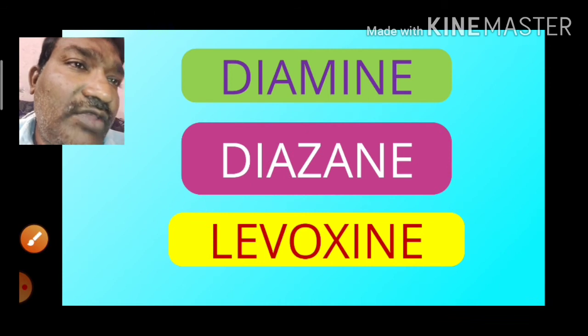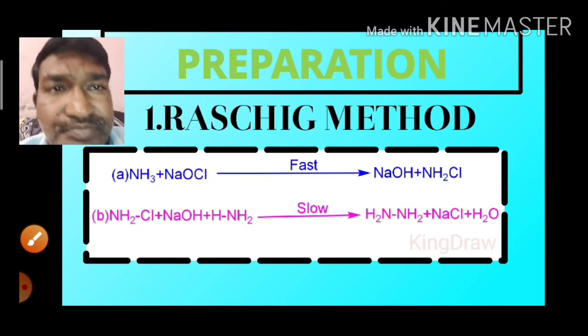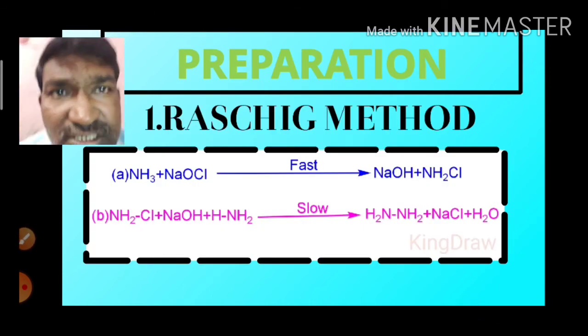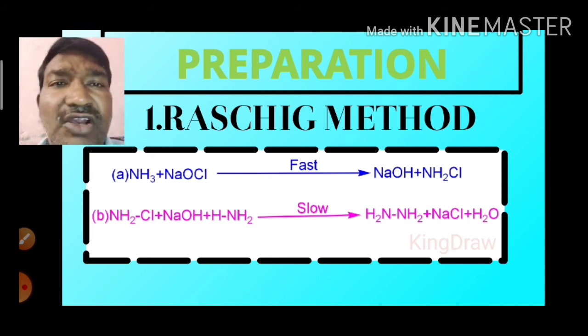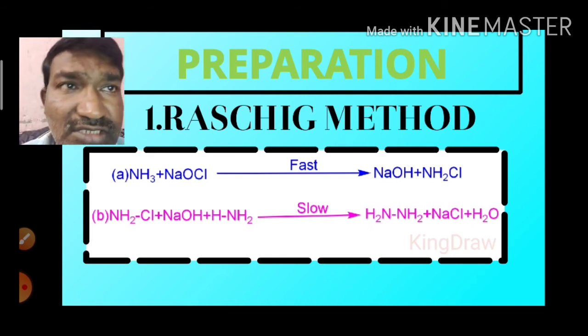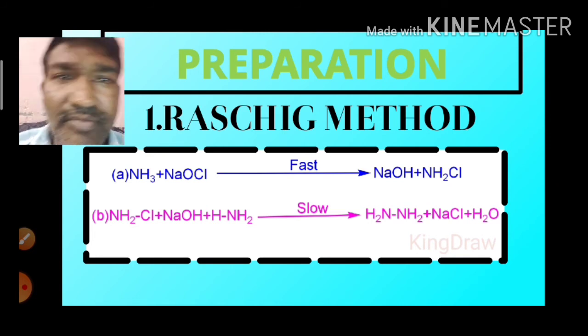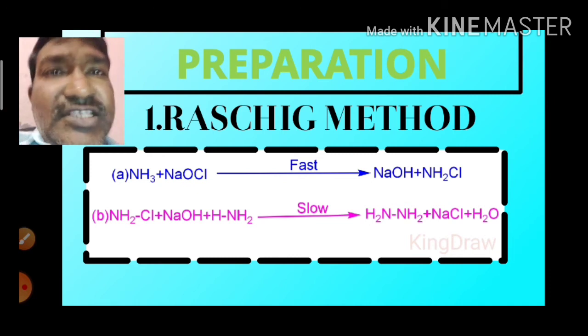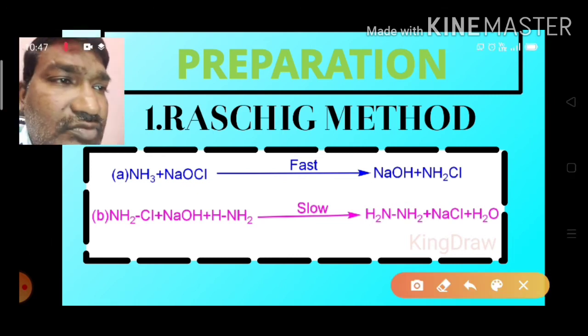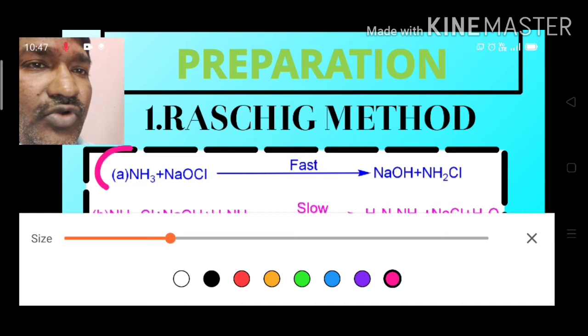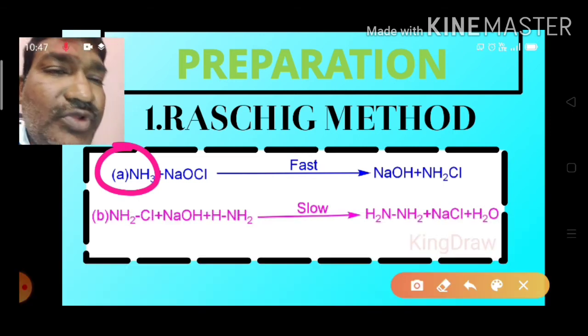Next we go for the preparation methods. The first preparation method is the Rorschach method. In the Rorschach method, we use three raw materials. The first one is ammonia. The ammonia formula is NH3, we know very well that. So the first raw material is ammonia.